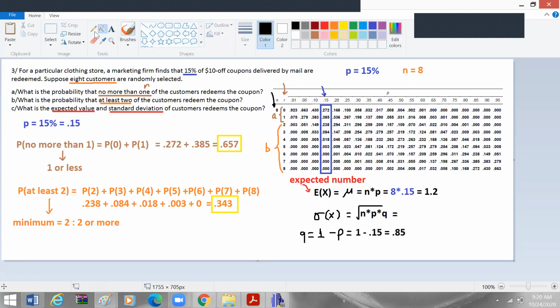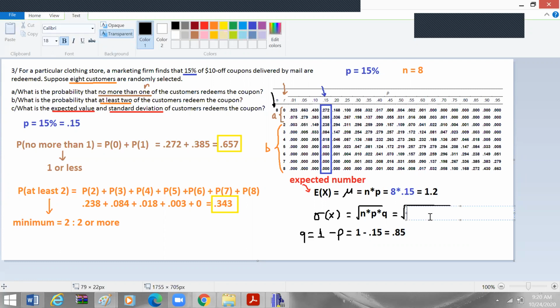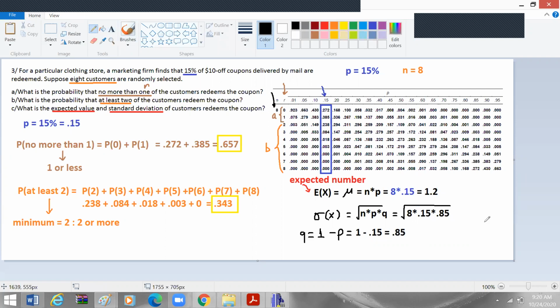After that, we're going to look at the radical, right? We're going to do it on a calculator for sure. So n equals 8 times p is 0.15 times q is 0.85. Are we good? And then we're going to do these computations on the calculators. How can we do this computation? Anyone?